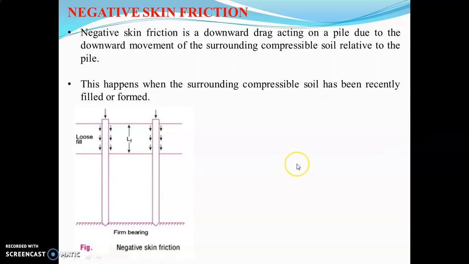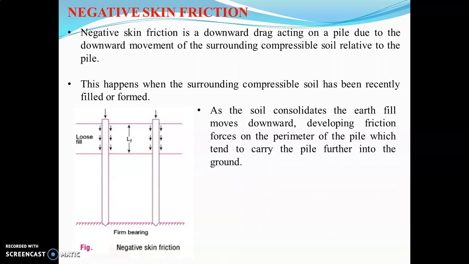This happens when the surrounding compressible soil has been recently filled or formed. When compressible soil is recently filled or formed, this negative skin friction occurs. As the soil consolidates, the earth fill moves downward, developing friction forces on the perimeter of the pile, which tend to carry the pile further into the ground.